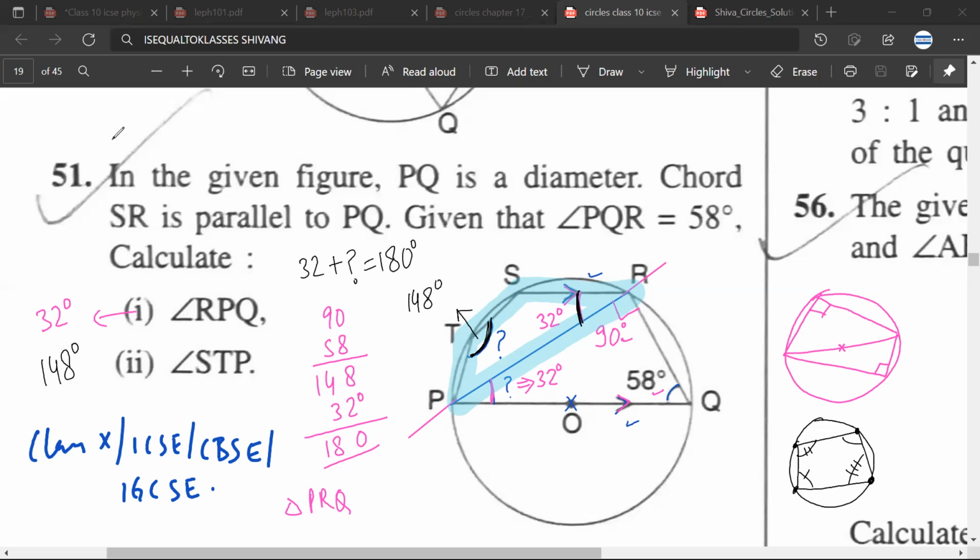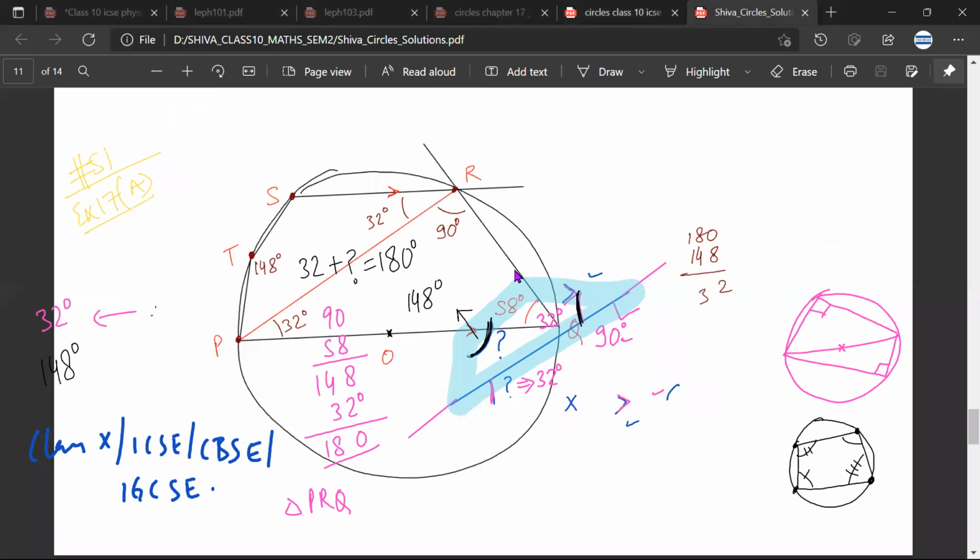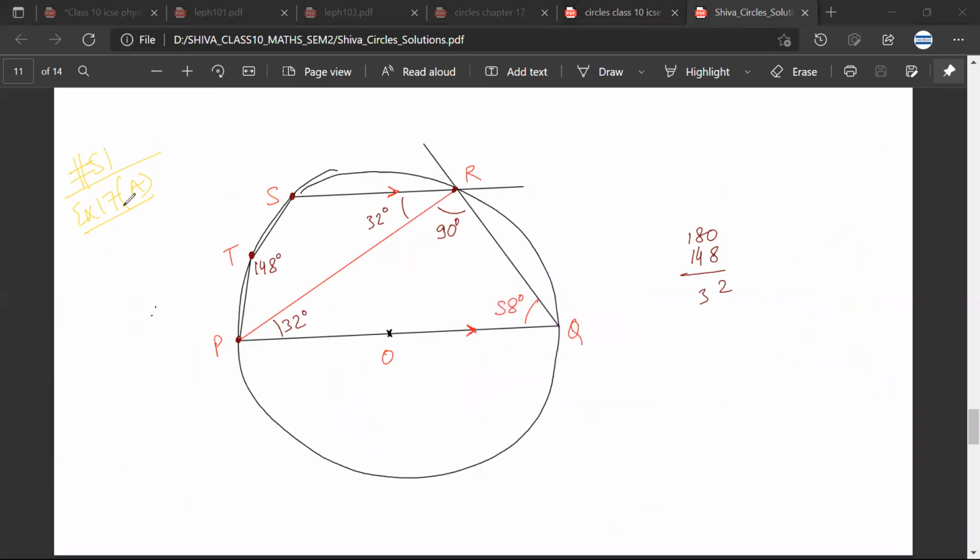Now, if you want to see an aesthetically pleasing picture, maybe you will like this. So what is the angle that is given to us? The angle given to us is 58 degrees.